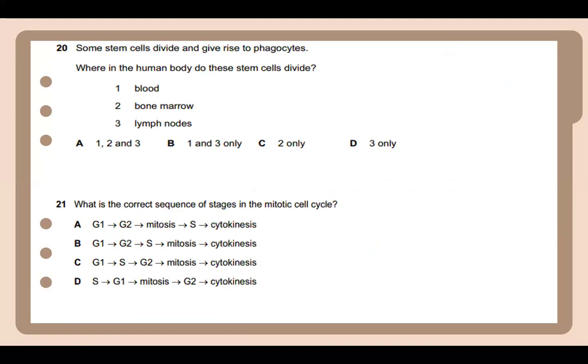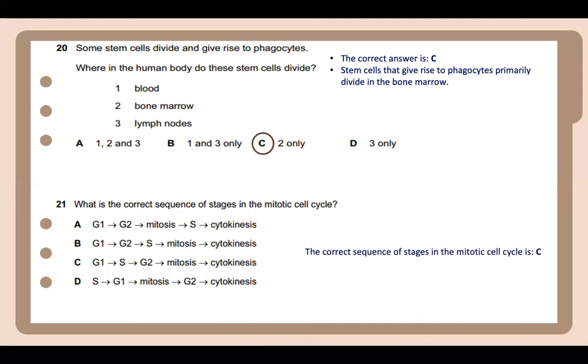Some stem cells divide and give rise to phagocytes. Where in the human body do these stem cells divide? The correct answer is C, which is 2 only. Stem cells that give rise to phagocytes primarily divide in the bone marrow.